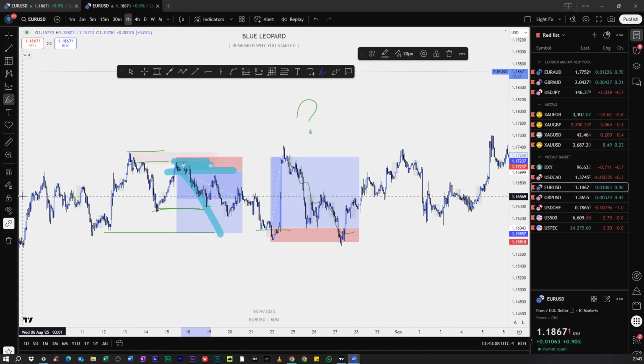Liquidity and candle formation, don't forget that. And then trap and inducement. Traps is a target. Inducement is from where the price is coming from.